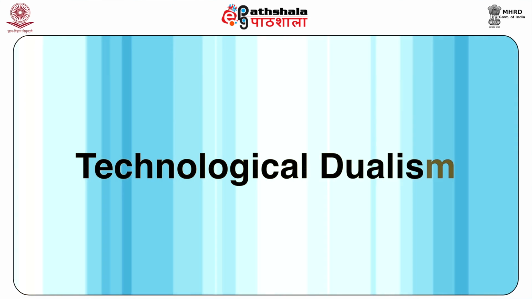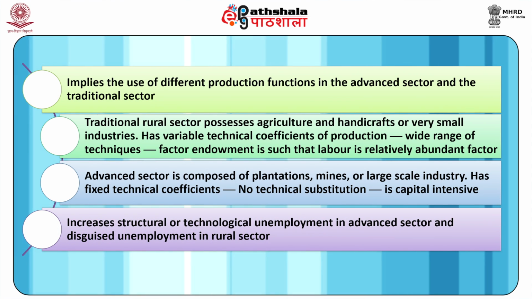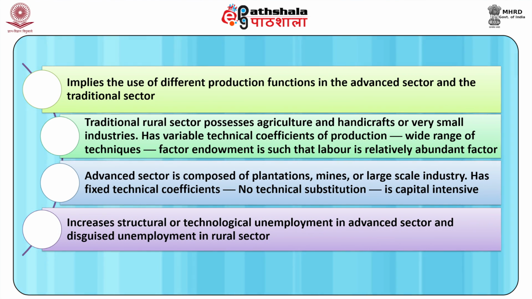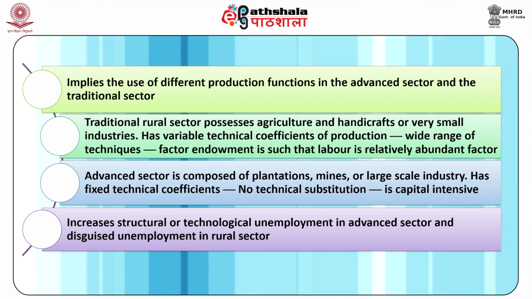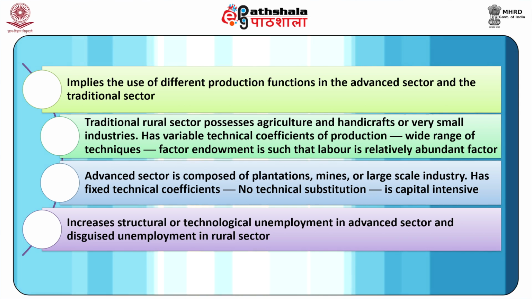The tools of Western economic theory can be used in Eastern societies, and it does not provide a solution to the problem of unemployment. On these lines, Higgins criticized the Boeke version of social dualism, and so Higgins gave his own version, which is technological dualism. Technological dualism implies the use of different production functions in the advanced sector and the traditional sector.